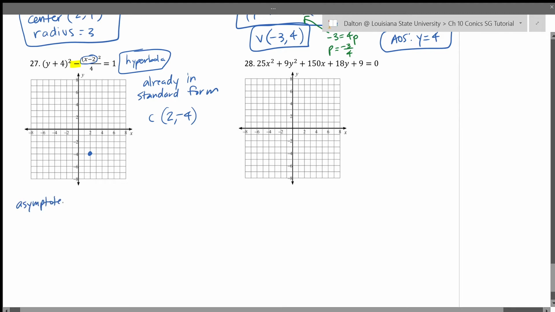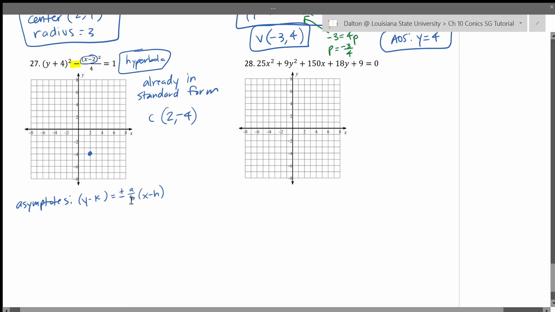The equations for the asymptotes are going to be y minus k is equal to plus or minus a over b times x minus h. So in order for us to write the equations of the asymptote lines, we need to know what h and k are, which we do. We know the center point. And we need to know what a and b are.